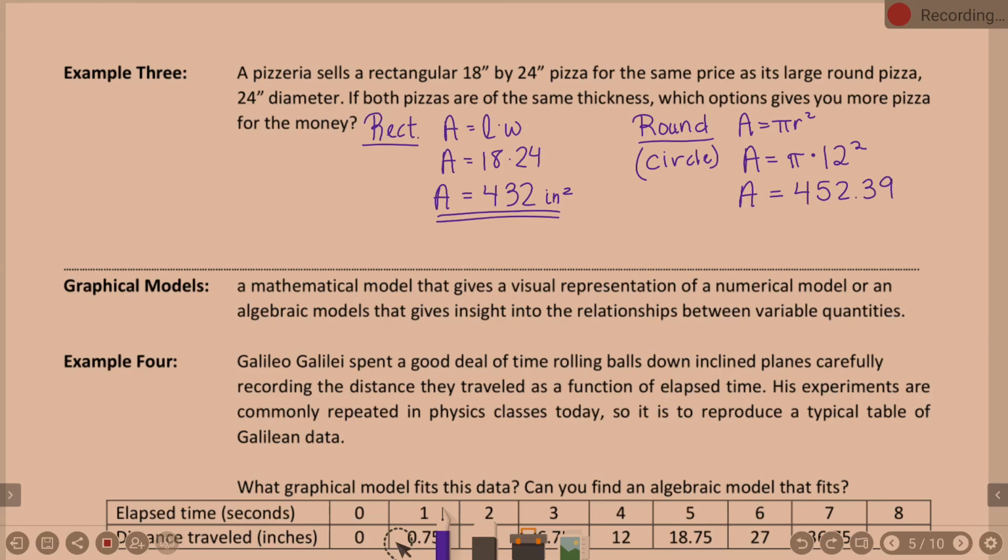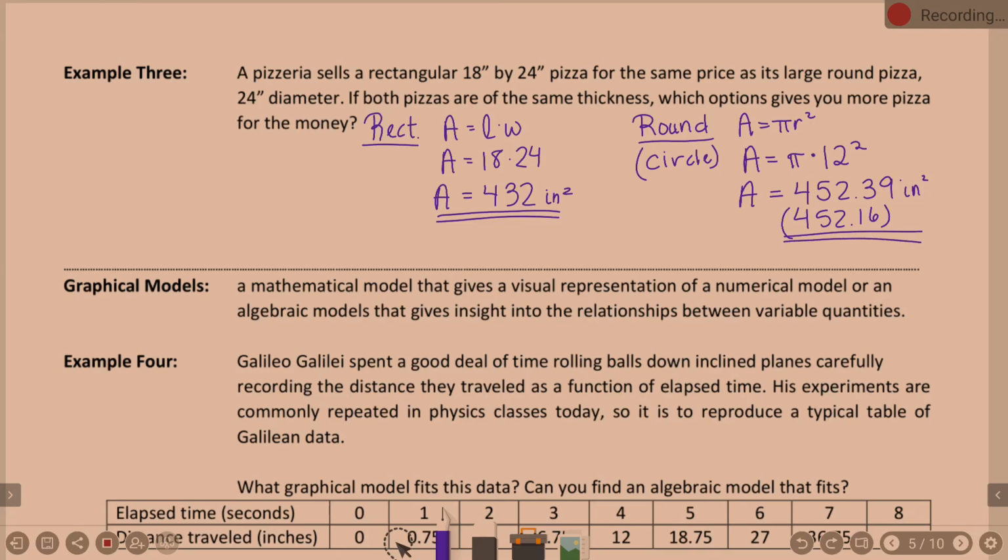452.389342. I'm going to say 452.39. Did everyone use the pi button? Yeah. If you didn't use the pi button, I believe you got 452.16. I would expect you to use the pi button if you have calculator access, okay? So, 452.39 inches squared.